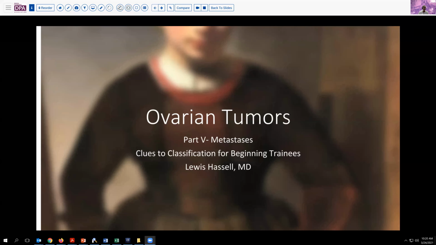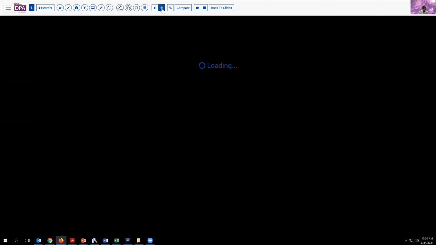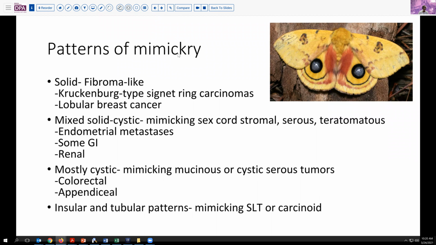So our goal with this is to allow you to understand and see some of the lesions that can present in this manner and understand some of the patterns that can be seen. For example, one of the things that we have to be aware of is the issue of mimicry. While this is very common in nature, both in the insect, animal, and plant world, it's also true in the body. And there are a variety of patterns where metastatic disease can mimic neoplasms that occur normally or otherwise primarily in the ovary.